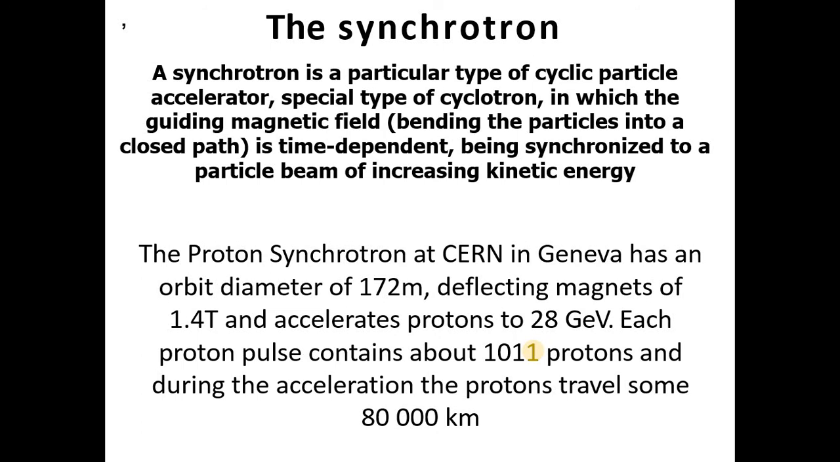A synchrotron is a particular type of cyclic particle accelerator, a special type of cyclotron, in which the guiding magnetic field bending the particles into a closed path is time dependent, being synchronized to a particle beam of increasing kinetic energy. The proton synchrotron at CERN in Geneva has an orbit diameter of 172 meters, deflecting magnets of 1.4 Tesla, and accelerates protons to 28 gigaelectron volts. Each proton pulse contains about 10 to the power 11 protons, and during the acceleration, the protons travel some 80,000 km.